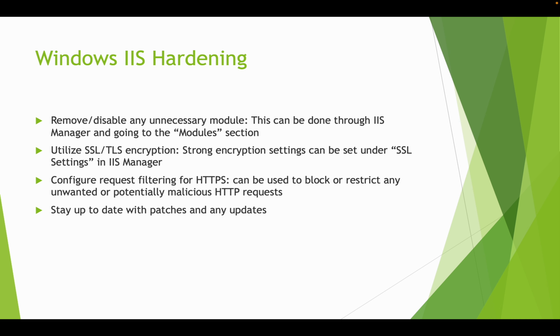Some hardening techniques for Windows IIS: remove or disable any unnecessary modules. So if it's unnecessary, you don't need it, you should go to the IIS Manager, go to the modules section and disable it. This just reduces the attack surface. Utilize encryption with secure sockets layer and transport layer security. These encryption settings can be set under the SSL settings in the IIS Manager.